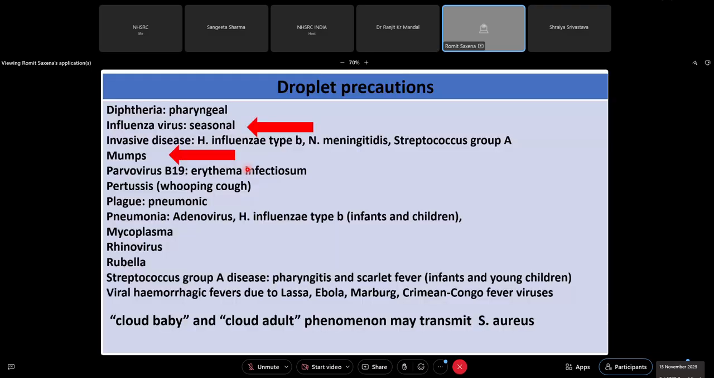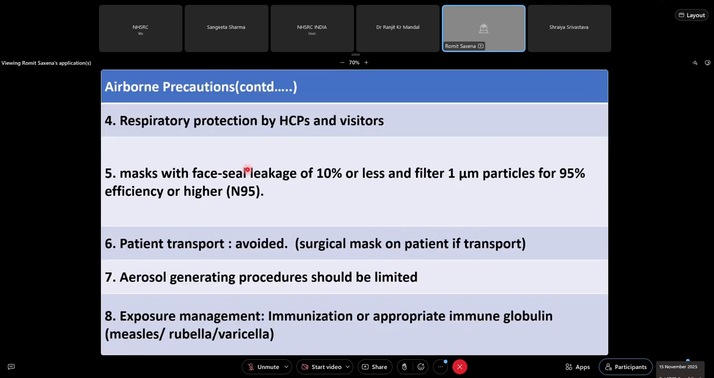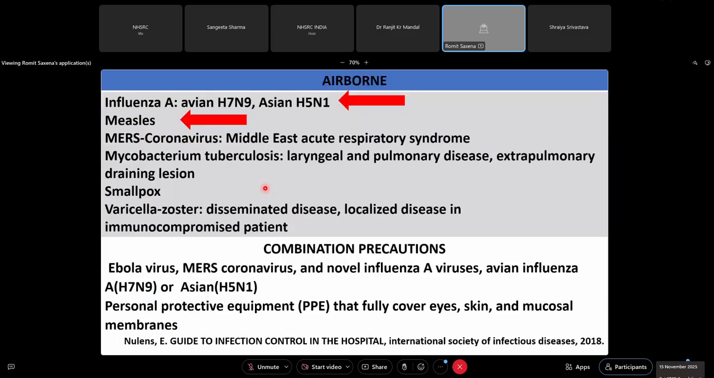Going on, things like mumps, pertussis, adeno, mycoplasma, your seasonal or rather perennial rhinovirus, all these things are there. Then something more scary is airborne, because these are droplets which are 5 microgram or less. This spreads longer, this stays longer. So for this, you need a better mask like N95. This was our COVID, which had caused a high mortality rate. And again, you have to treat accordingly.